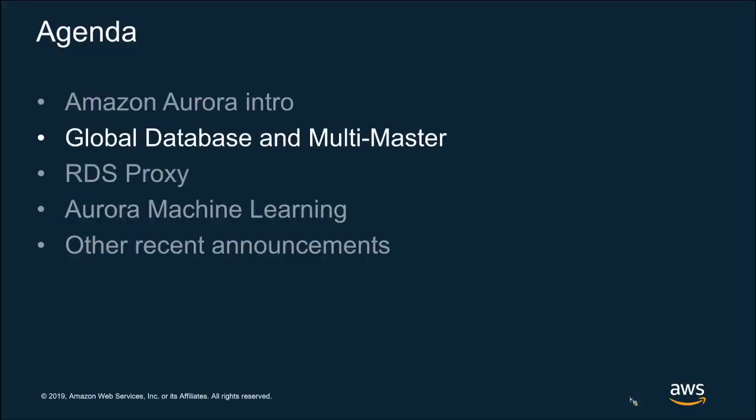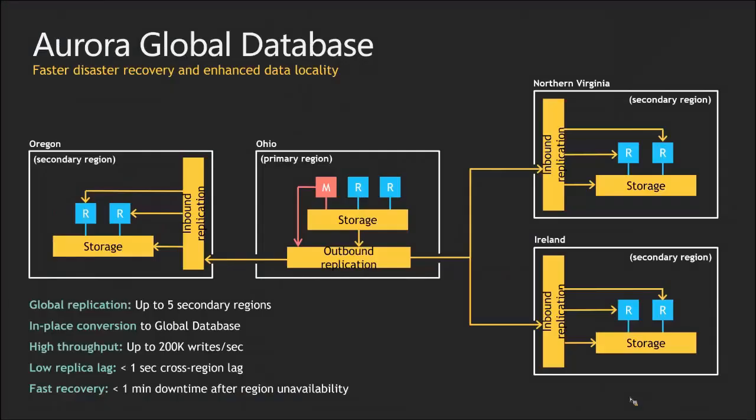Global Database has been around for about a year, and it has some new capabilities that were recently announced. So let's talk a little bit about that. Aurora Global Database, as the name implies, is a way of deploying your database into multiple regions. Basically, your database has a primary region, which we see in this example in Ohio. And you can see that we have a master, which is the red one, plus 2 read replicas.